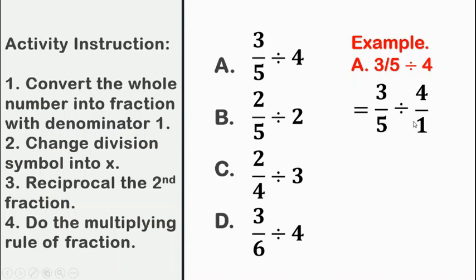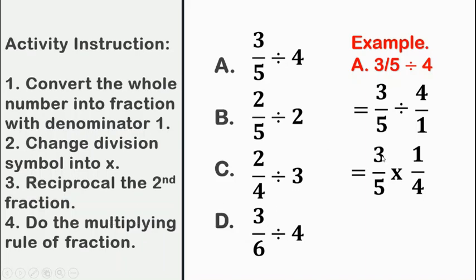Now we are done with instruction number 1. We will do number 2. Change the division symbol into multiplication. So we have 3/5 times 4 over 1. But then in the third rule, we need to take the reciprocal of the second fraction. We need to change the position of 4 over 1 into 1 over 4.